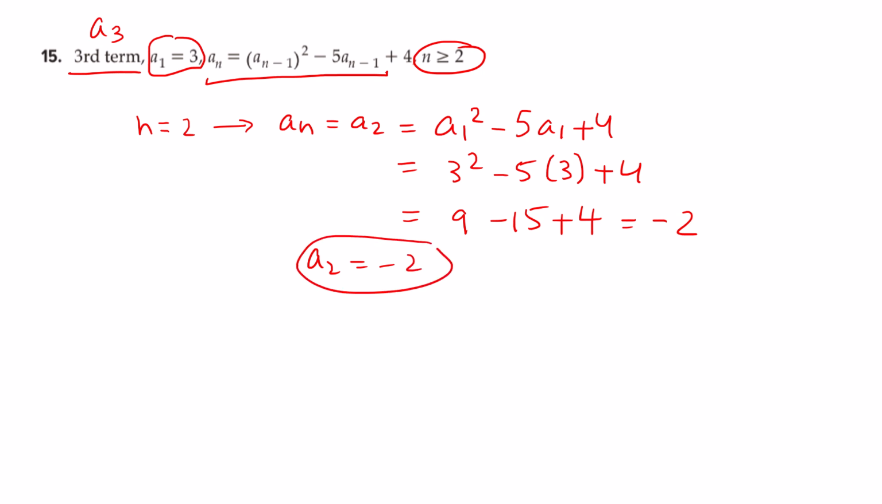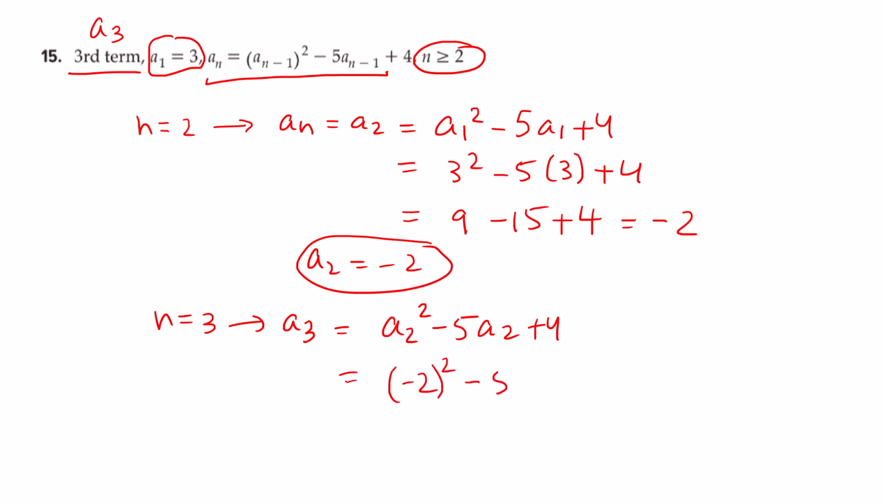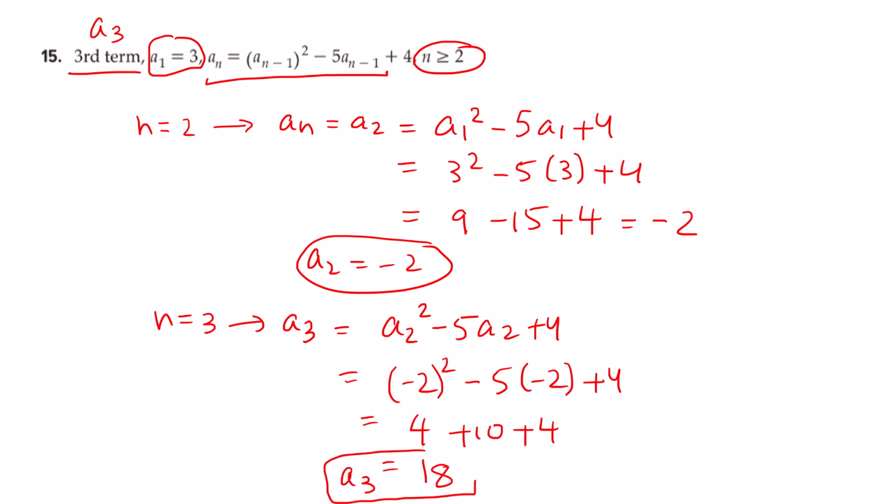Now we are ready to find a3. That's what we need. So I put n as 3. So a3 is a2 squared, the previous term, minus 5 times a2 plus 4. Let's put the value. I substitute minus 2 in place of a2. Simplify, solve, use your calculator. This comes out to be 10 plus 8, 18. So my final answer for the third term a3 is 18. This is how the recursive formula is used.